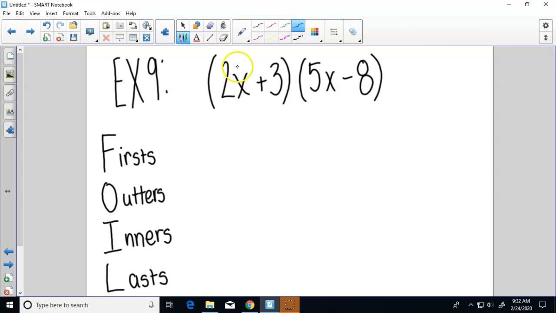So what we would do is we would take 2x and we would multiply it by 5x, which is what we've been doing, right? Those are both the first term in each parenthesis. So those are our firsts. So we've got 2x times 5x, which is 10x squared. So we're taking care of our firsts. Then we would multiply our outers.